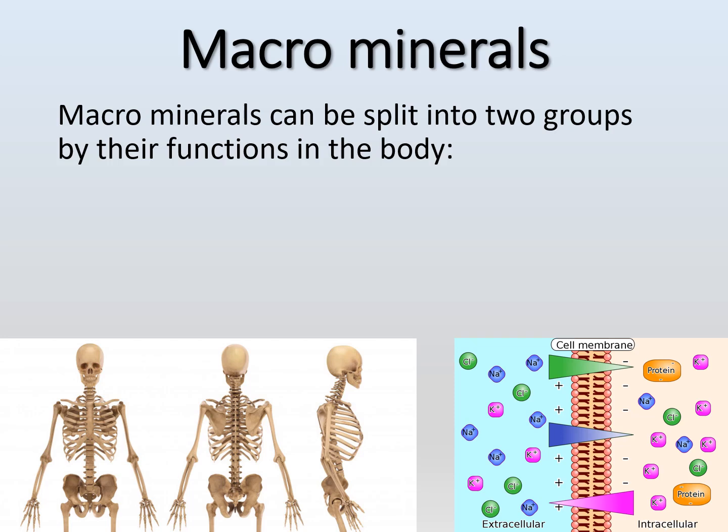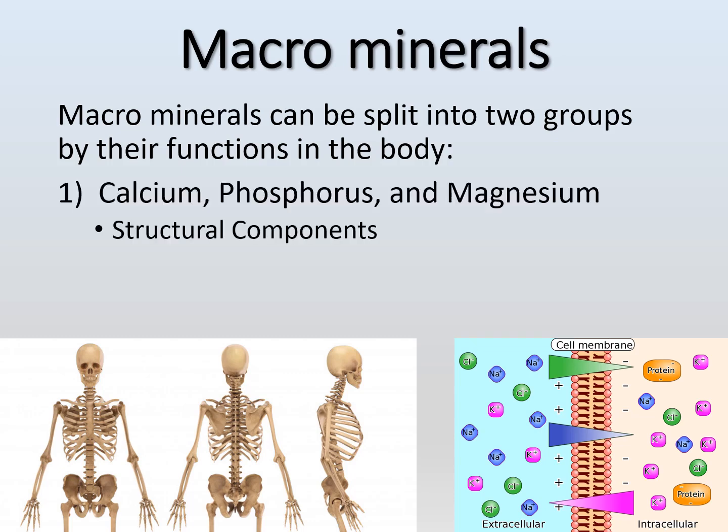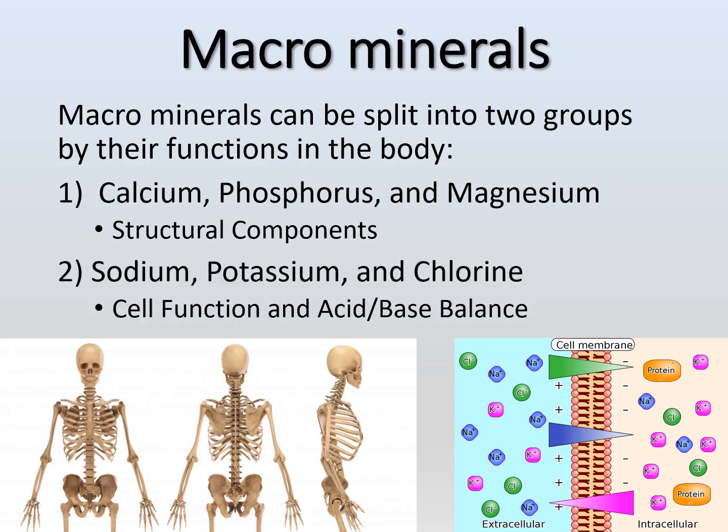So let's talk a little more in depth about our macro minerals first. And we can kind of split the macro minerals into two main groups by their functions in our body. Okay, so what do they do in our body? So the first group is calcium, phosphorus, and magnesium. So these guys are structural components. Think the skeletal system. That's a big part of their function, but they do have other functions as well. So we'll talk about them in greater detail.